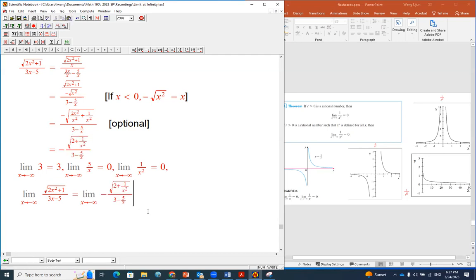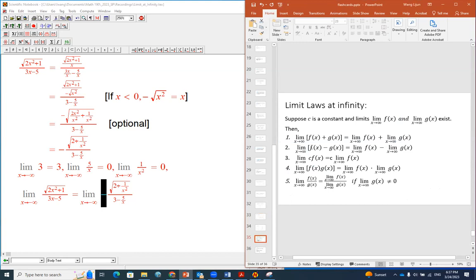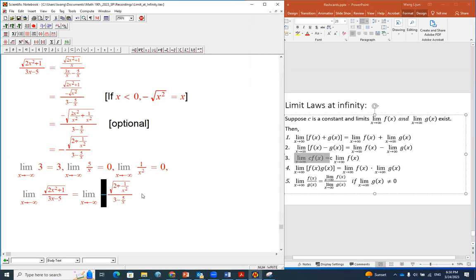There's a negative sign. Then that negative sign, you actually can bring it outside. Why can we bring it outside? Because of the law of limits, right? You have a constant multiplying the function. When you take the limit of a constant times a function, this is negative 1 times the function. And all of these functions have limits, so you can bring the negative sign outside.